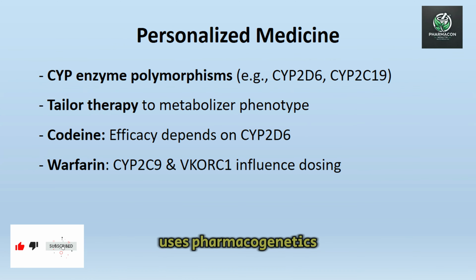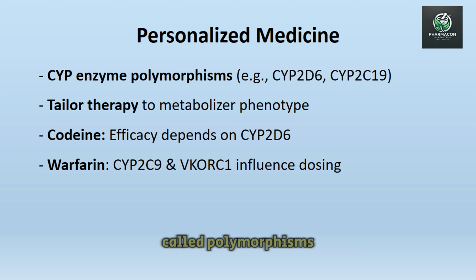Personalized medicine uses pharmacogenetics to guide treatment, especially during the metabolism phase of ADME. Some people have genetic differences, called polymorphisms, in liver enzymes like CYP2D6 and CYP2C19. These differences affect how quickly or slowly they break down certain drugs. Take codeine, for example. It needs to be converted into morphine by the CYP2D6 enzyme. If someone is a poor metabolizer, they get little or no pain relief, but if they're an ultra-rapid metabolizer, they might produce too much morphine, risking overdose.